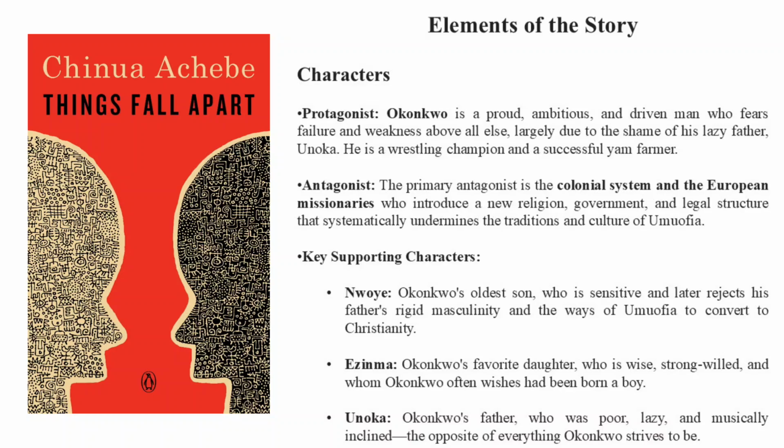Antagonist. The primary antagonist is the colonial system and the European missionaries who introduce a new religion, government, and legal structure that systematically undermines the traditions and culture of Umuofia.